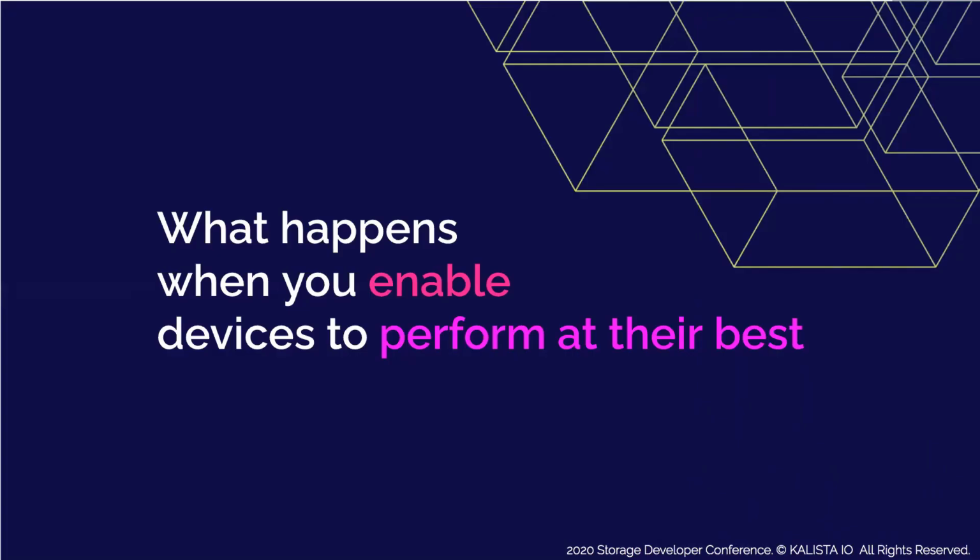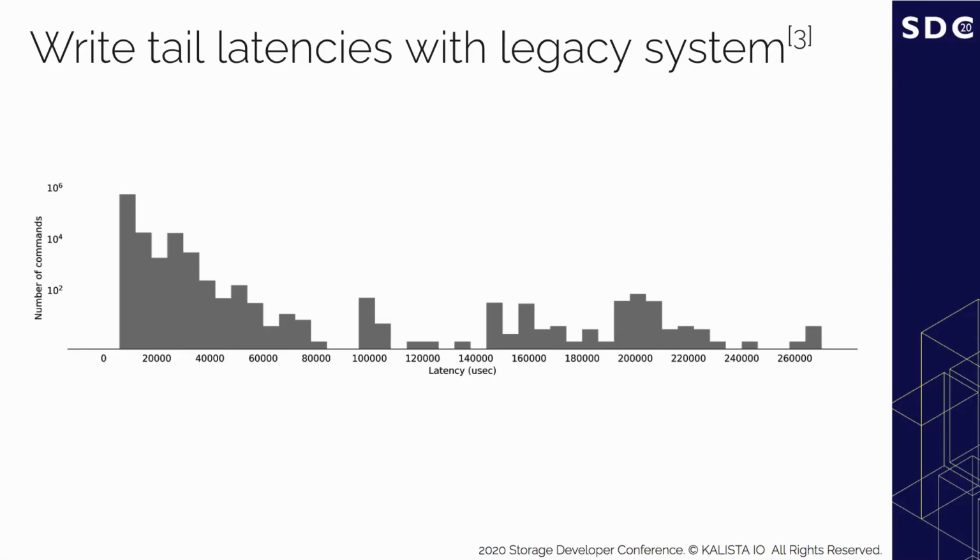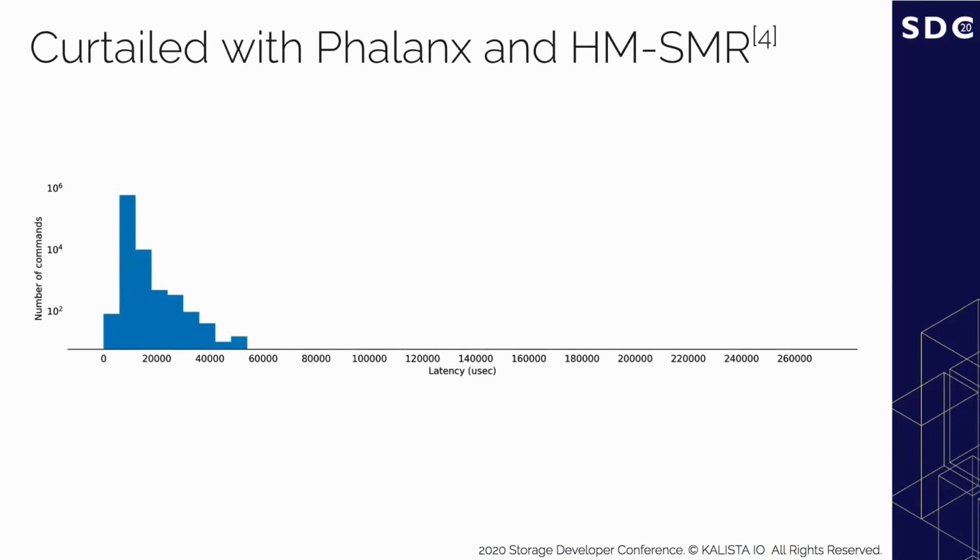So what happens when we enable devices to perform at their best? Well, good things start to happen. This is a histogram of latencies when we modify a file 600,000 times using legacy software with a conventional drive. You can see here a large variation in response times, which leads to unpredictable and inconsistent performance at scale. Here is the same histogram of latencies when we use Phalanx with a host-managed SMR drive. There's a transformative difference here. The response times are not only more consistent, but also faster.